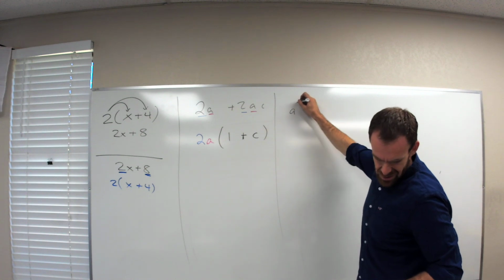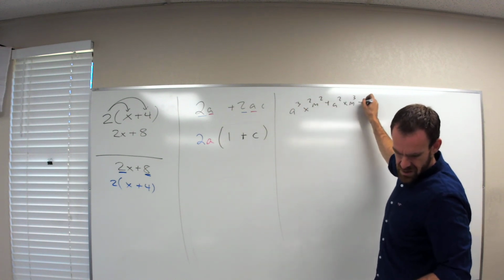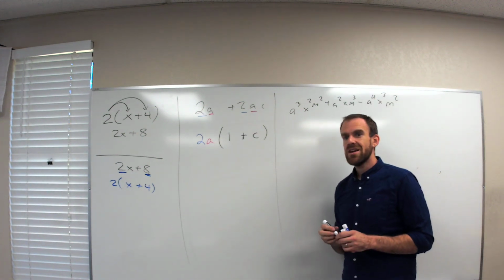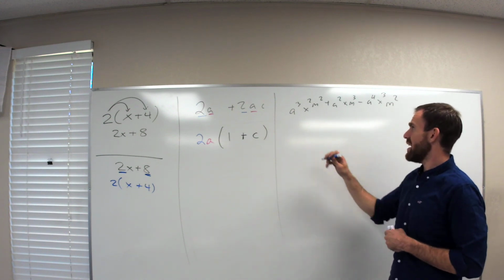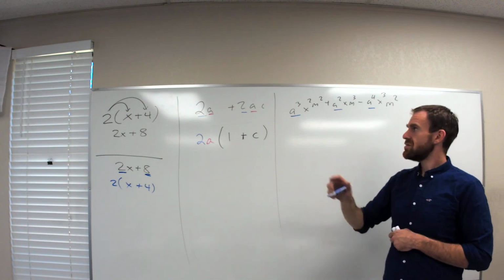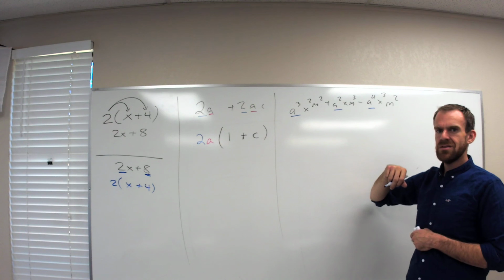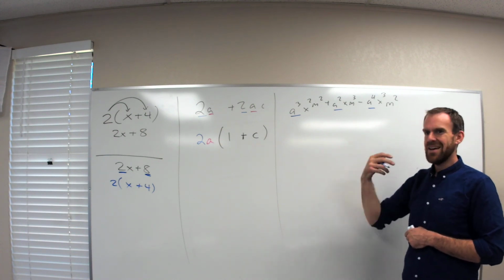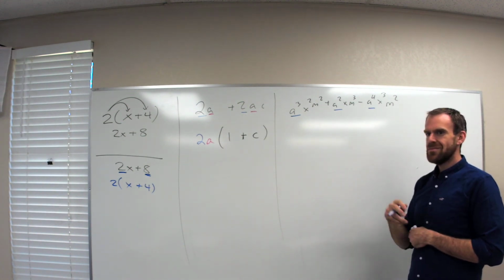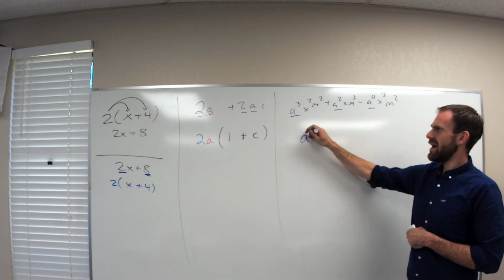So we have a cubed x squared m squared plus a squared x m cubed minus a to the fourth x cubed m squared. So let's look at what each of these have in common. How many a's do they have in common? We have 3, 2, and 4. How many a's do they have in common? 2. You always pick the lowest number. So there are 2 a's in common.